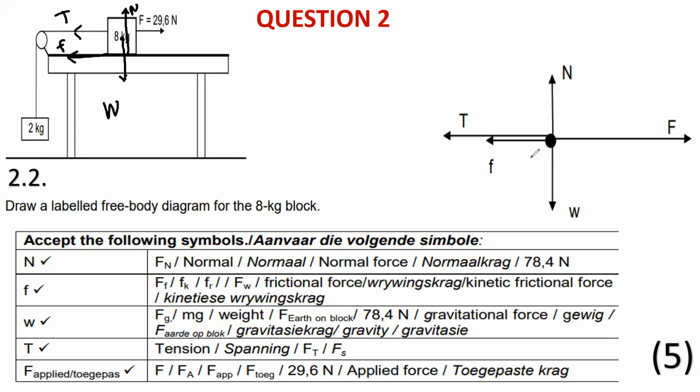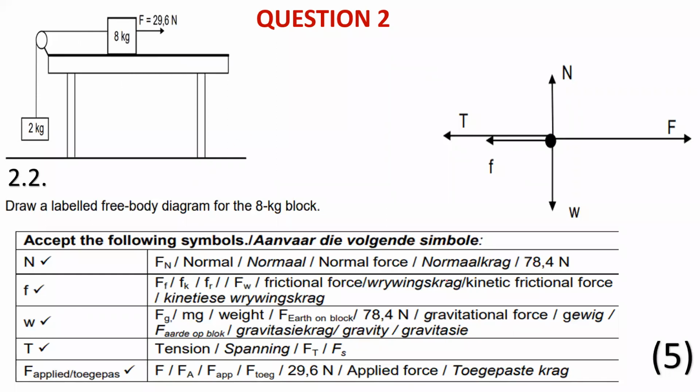When you draw a free body diagram, you are drawing a total of how many? 1, 2, 3, 4, 5 different forces. But to get full marks, please write all the names of the forces with symbols. You can use N, Fn, normal, you just write all the names, and then friction force given, and everything you should write. All force names you should write to get full marks. Let's continue with a new question.